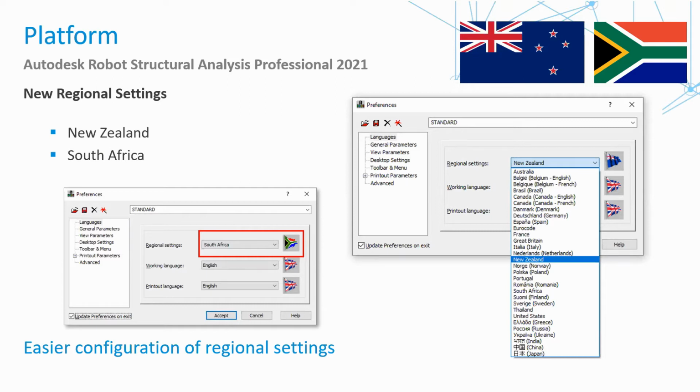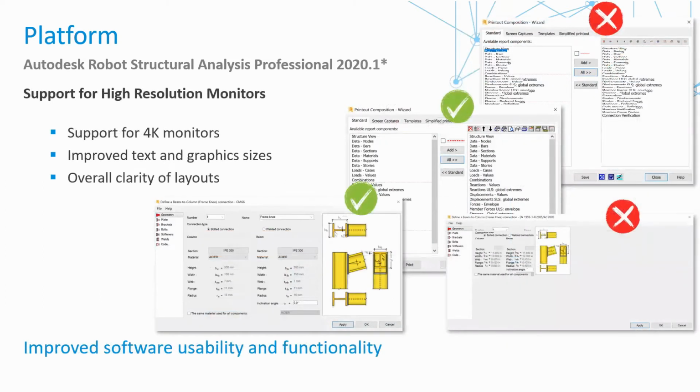Another change that they've done, I know not a lot of guys use 4K monitors, but what we'd find with Robot dialog boxes, they wouldn't show properly on more modern screens, especially when you're sharing screens. So what Autodesk have done, they've now improved this, and these dialog boxes show properly on 4K monitors. It has improved text and graphic sizes and overall clarity of our layout.